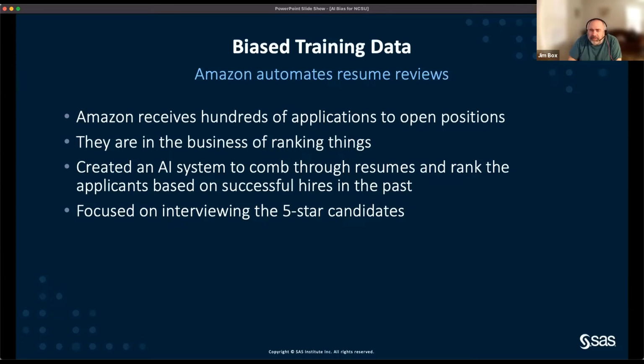So they built this AI system, to look through the resumes and use some natural language processing and see everything that's coming in, and then compare that to applicants based on who they'd hired in the past. Okay, so we hired this guy in the past, so we might like this person. And so they actually gave star levels to the CVs that came in, and then they focused on doing the interviews with the 5-star candidates, right?